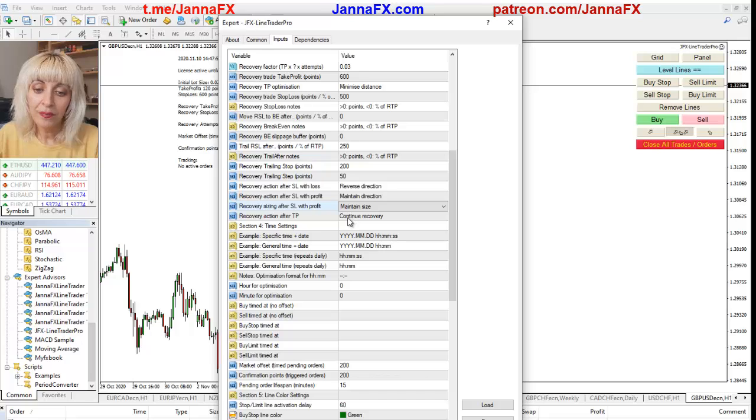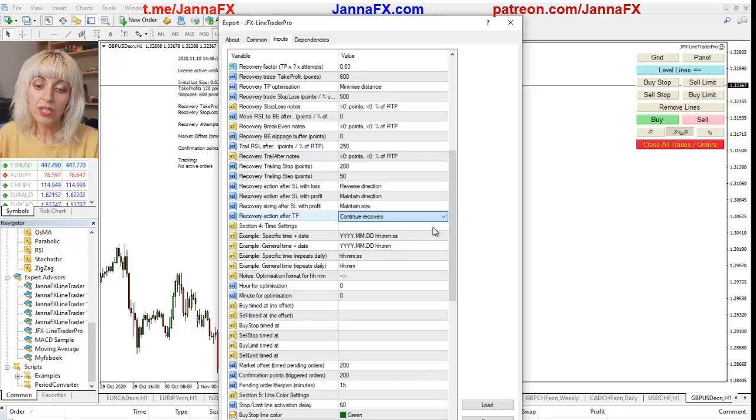Okay, next one is continue recovery. So after take profit, well, sometimes it reaches the take profit and you want to continue recovery, so it's completely finished. But sometimes you might want to just decide, okay, whether it's made profit or not made profit, you don't care. So, okay, recovery action after take profit, just finish it. That's it, just finish it. But I prefer to leave it at continue recovery.